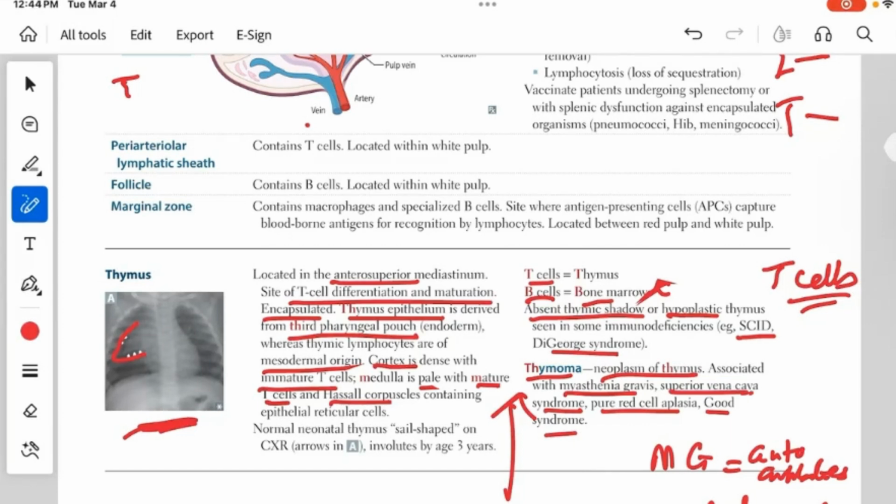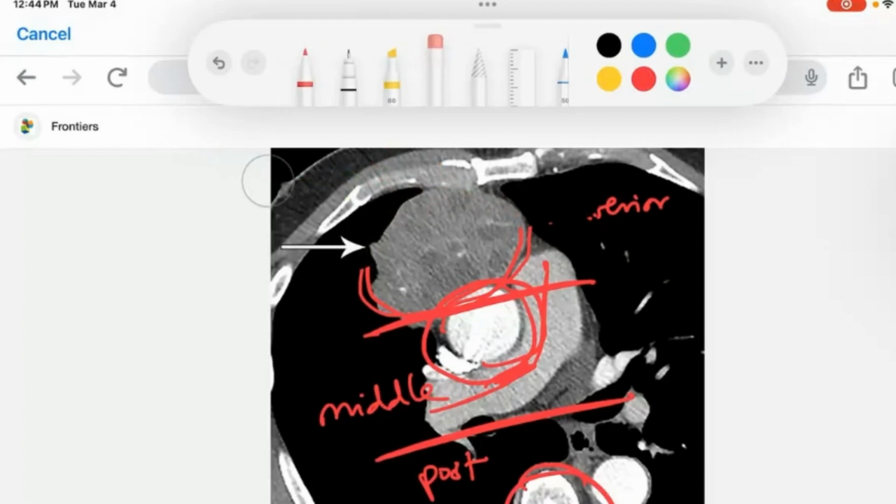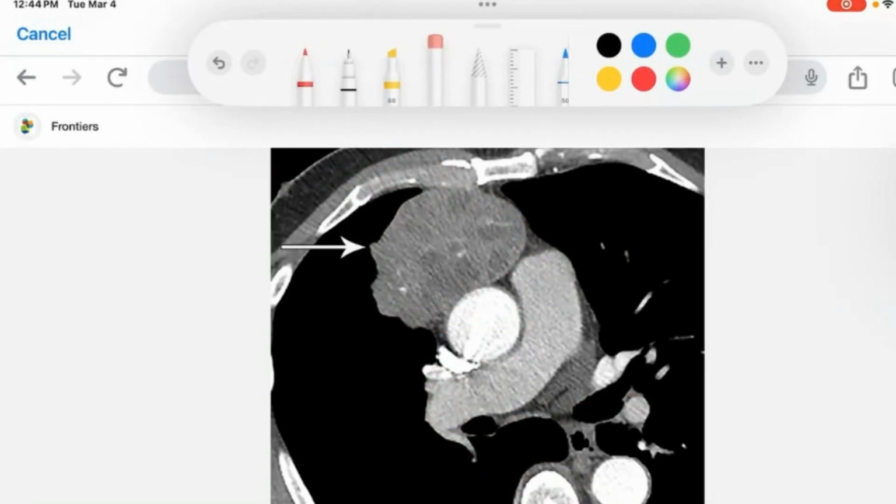Then the other thing, superior vena cava syndrome. Like we said, this mass is in the anterior chest wall, and as you can see, it's very close to these blood vessels over here. In superior vena cava syndrome, what happens is the thymoma, and it's not just a thymoma that can cause this. You can see it in pancreas tumors as well, a tumor in the superior pole of the lungs. So what does that tumor do? It compresses the superior vena cava.